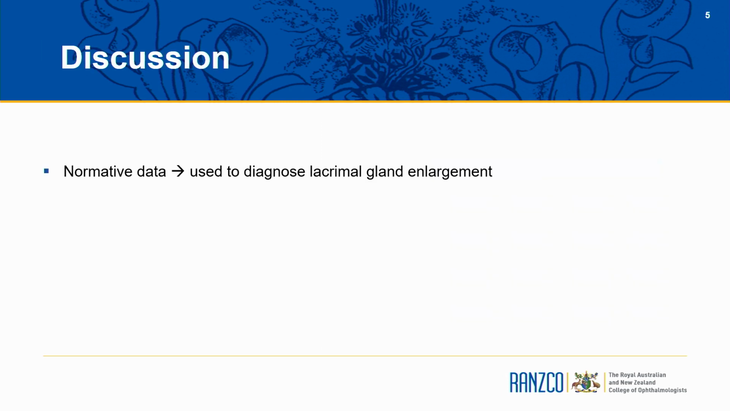These normative data may be used to help diagnose pathological lacrimal gland enlargement on MRI in an Australian cohort. We found that increasing age was associated with a reduction in lacrimal gland axial length, and this has also been shown in previous studies as well. This is likely due to age-related changes within the lacrimal gland, and there have been previous histopathological studies which have shown that with increasing age, there's an increasing prevalence of fibrosis and atrophy of the lacrimal gland.